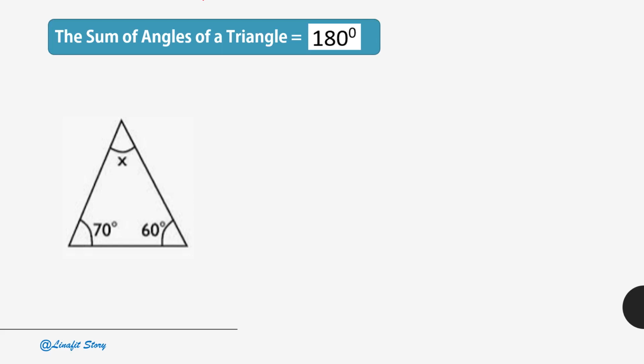The sum of angles of a triangle is 180 degrees. So to get x is 180 minus 70 minus 60 equals 50 degrees.